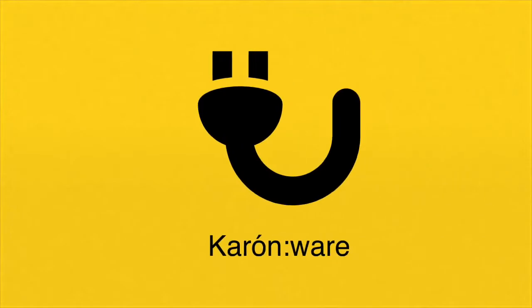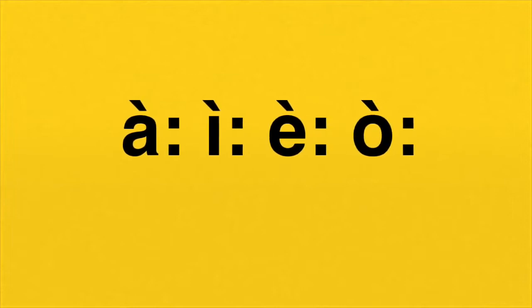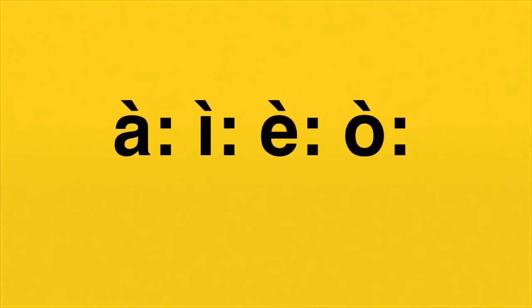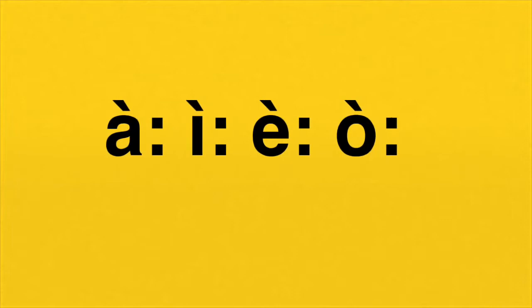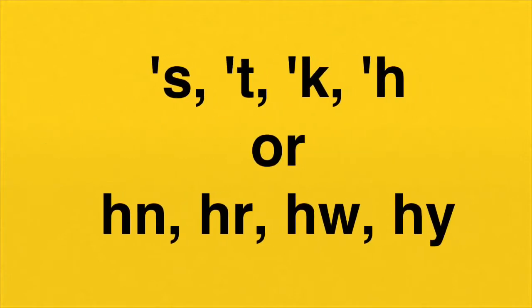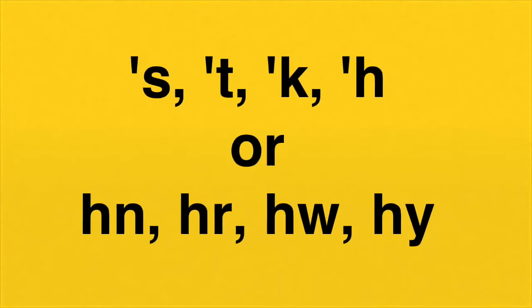This is a falling tone. The falling tone uses a down stress mark on the vowel followed by a colon. You pronounce this by holding that syllable longer, louder, with a falling tone. A falling tone is used when the vowel being stressed is followed by one of these glottal or H combinations.